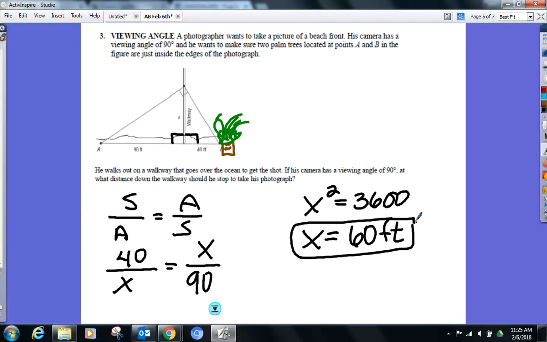Anybody else want to do some metric conversions there?